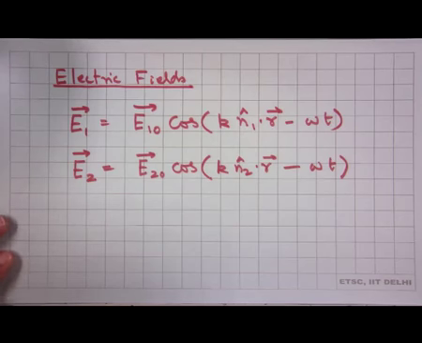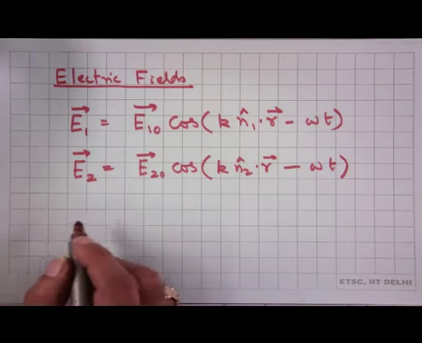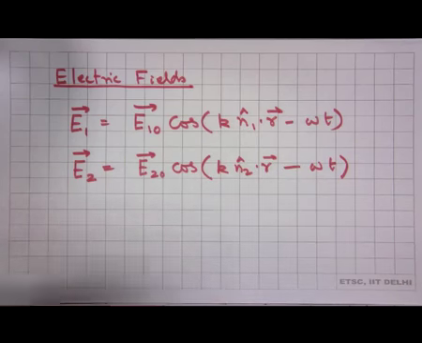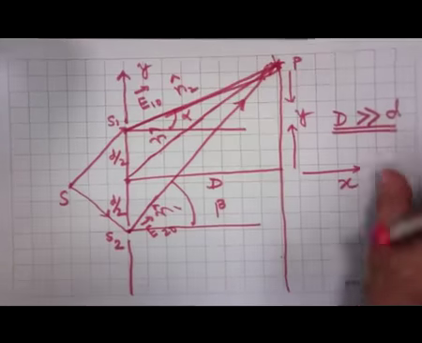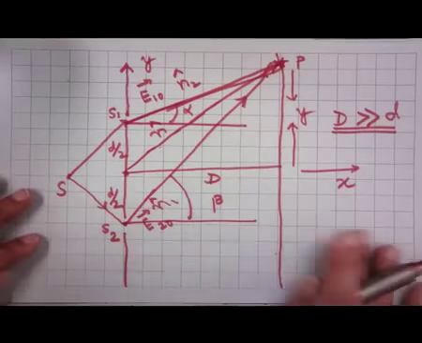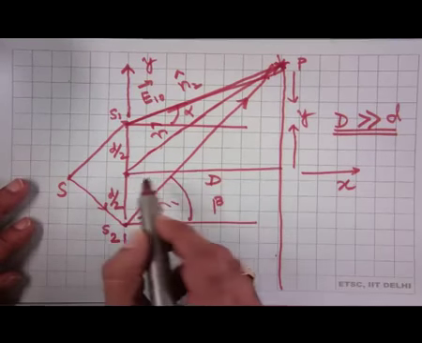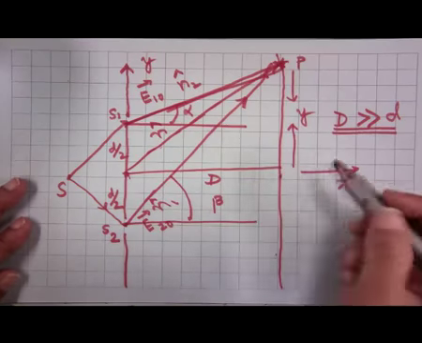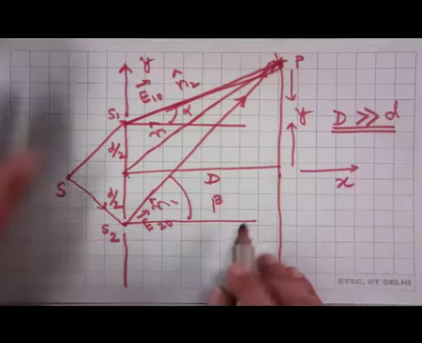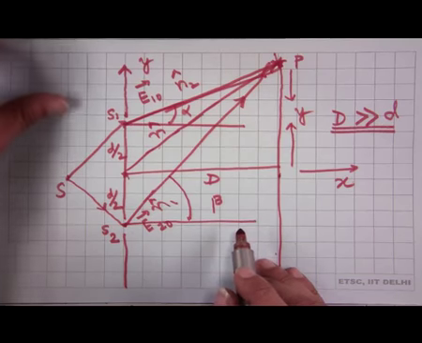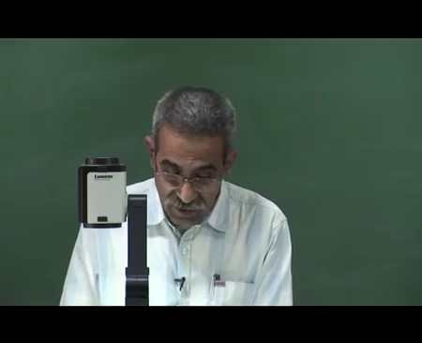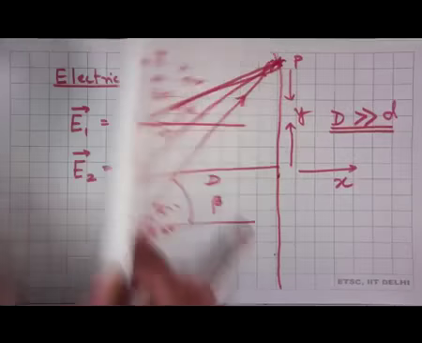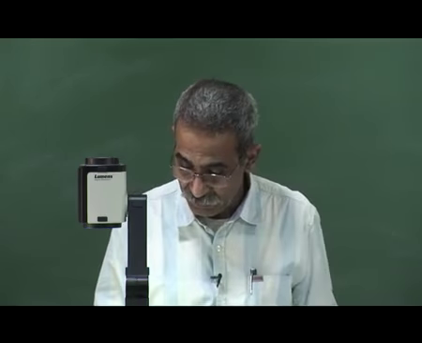So what will I do? I will resolve n1 and n2 along the xy plane. Remember, I took the direction x to be when I move from the slits to the screen, and I took the direction y to be when I move along the screen. So please remember that, and I have defined angles alpha and beta with respect to the x axis.